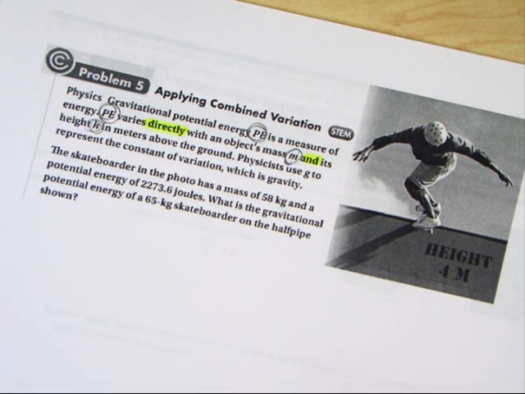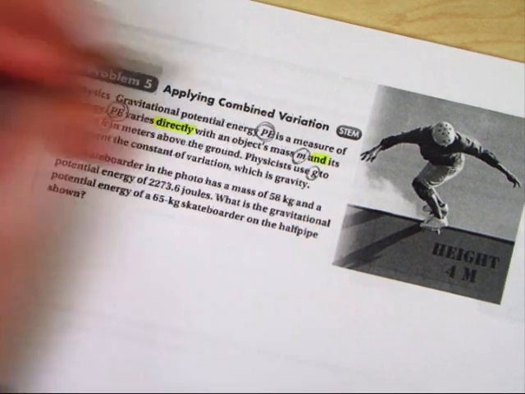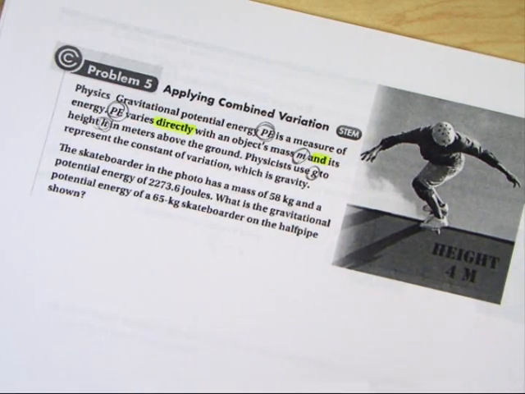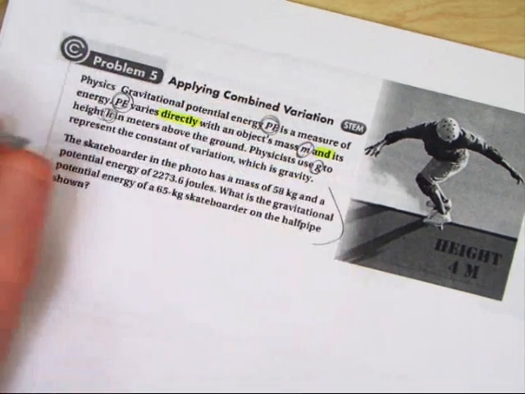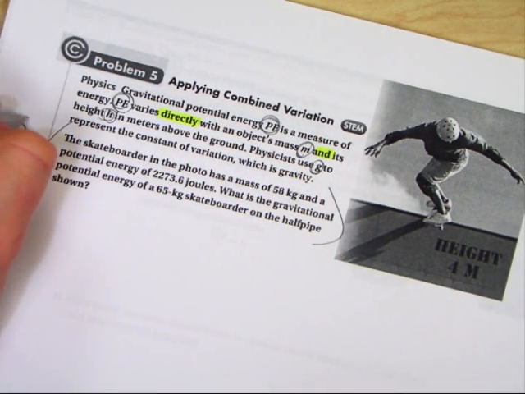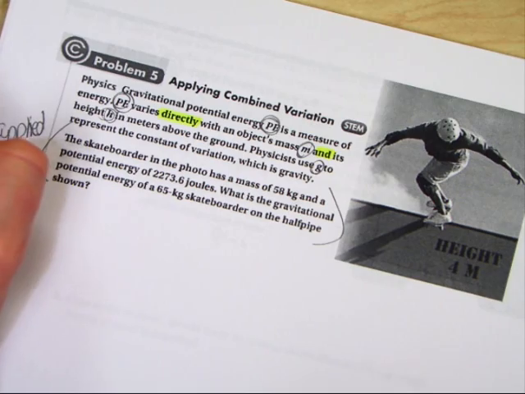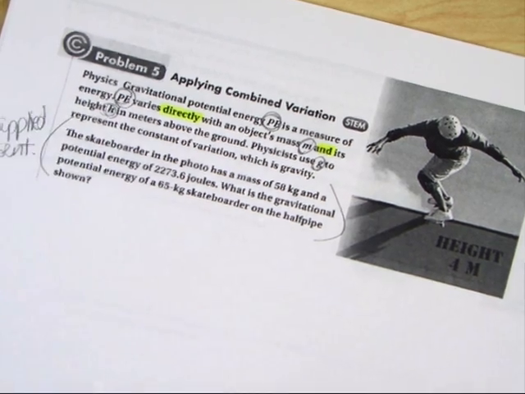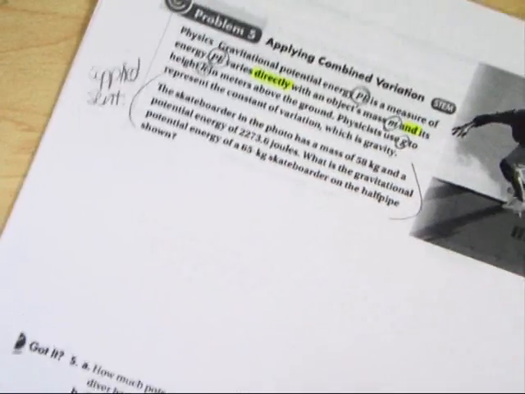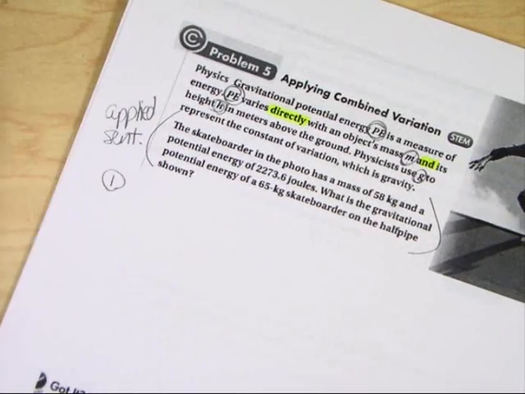Physicists use G to represent the constant of variation, which is itself gravity. Okay, we'll talk about that in a second. And now we have our applied sentence, and that will help us finish our equation. So step 1, we're going to go ahead and write all this out.